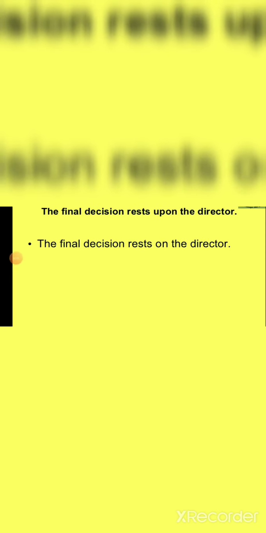The final decision rests upon the director. The final decision rests on the director. Now when you say the final decision rests upon the director, why do you need to use upon? On the director, it's so simple to understand. On is the perfect structure of the sentence formation. The river flows below the bridge. The river flows under the bridge. We are standing over the bridge and the river is flowing under the bridge, not below the bridge. Again, the perfect usage of preposition.